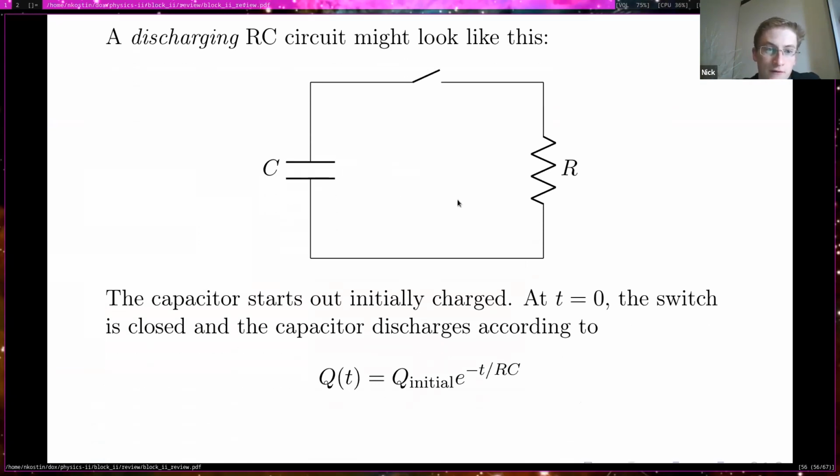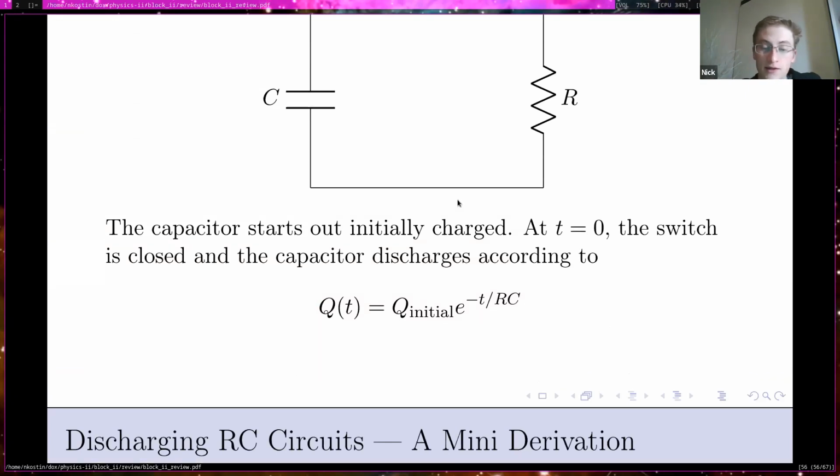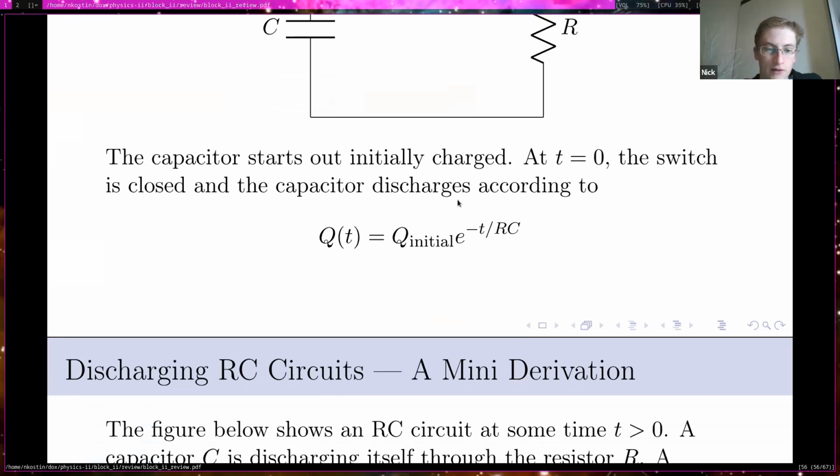Again, the equation they gave us on the equation sheet was Q of t is equal to Q initial e to the negative t over RC, and that's all we need. Everything else can be derived.